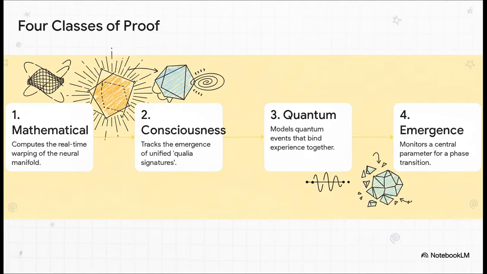And this engine isn't just making a single claim. No, it's providing 4 different kinds of proof, all at the same time. It's mathematically computing that geometric warping in real time. It's tracking the birth of subjective feelings, what philosophers call qualia. It's even modeling the quantum events that might stitch our experience together. And all the while, it's watching one key number, waiting for a critical shift.